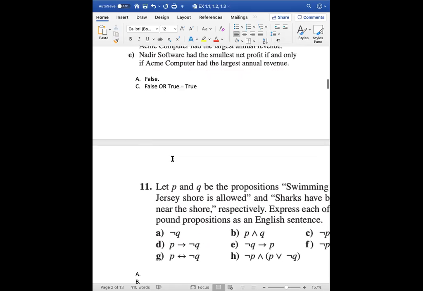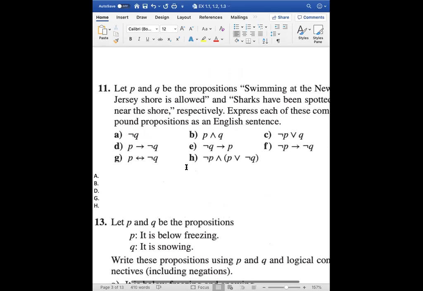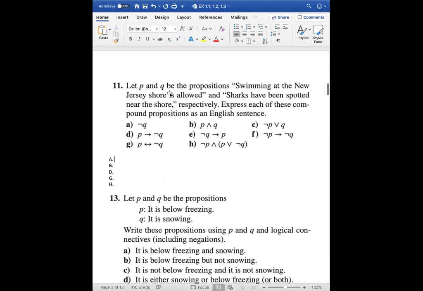All right. Let's move on to the next question. Question number 11. We have these propositions which are represented by proposition variables. For example, the variable P represents swimming at the New Jersey shore is allowed. And the variable Q represents sharks have been spotted near the shore. We have to express each of these compound propositions as an English sentence. This is part A we are doing here.